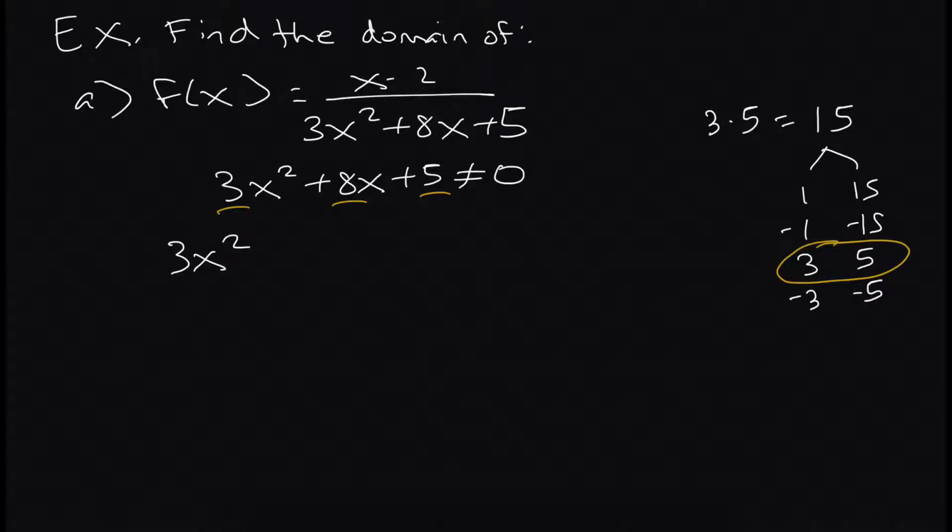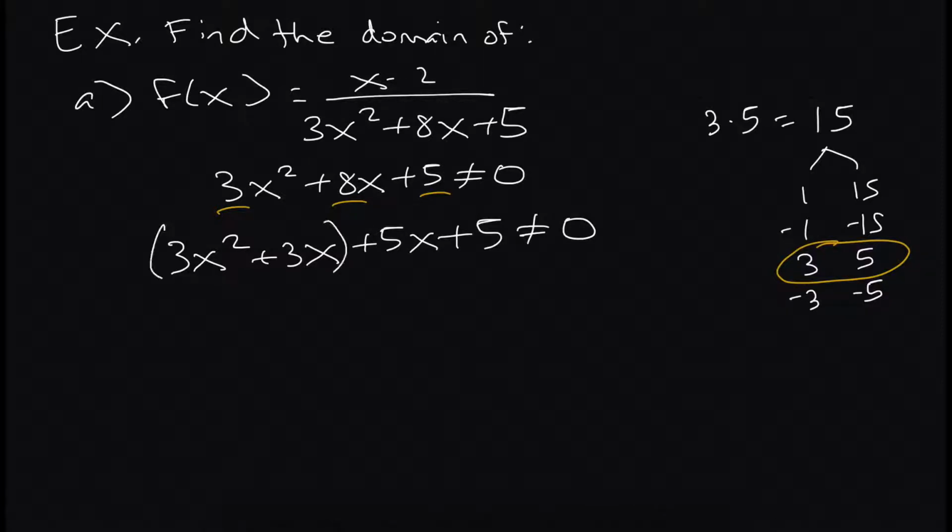So I'll leave my 3x squared alone. I'll leave my plus 5, not equal to 0, alone. But that 8x, I'm going to split it up as 3x plus 5x, because I just figured out 3 and 5 are the factors that multiply to 15 and add up to positive 8. I know people have different ways of doing this, diamonds and boxes and all these different things. Whatever is comfortable for you, please make use of that method. Here, this is how I learned it originally.